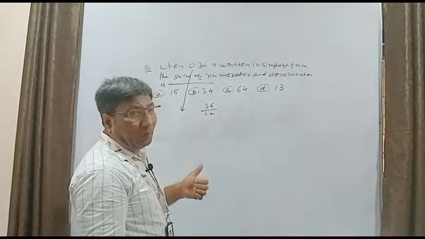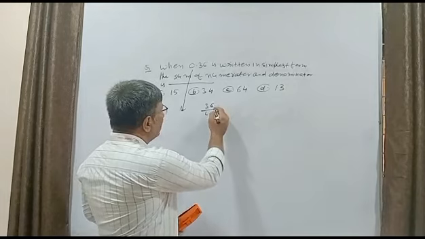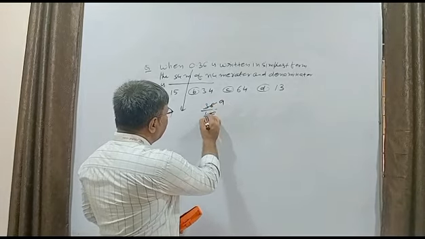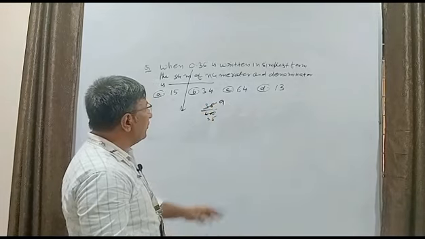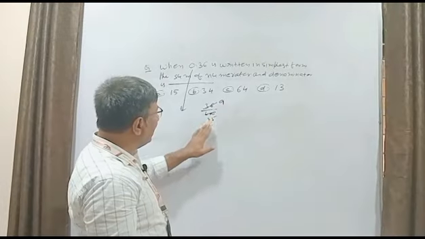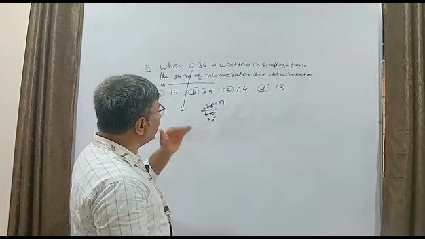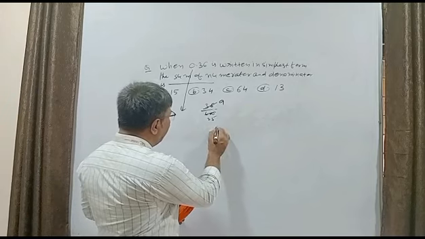We have to cancel the common factor. So here 4 is the common factor: 4 nines are 36, and this is 25. Now numerator is 9 and denominator is 25. My question is the sum of numerator and denominator.